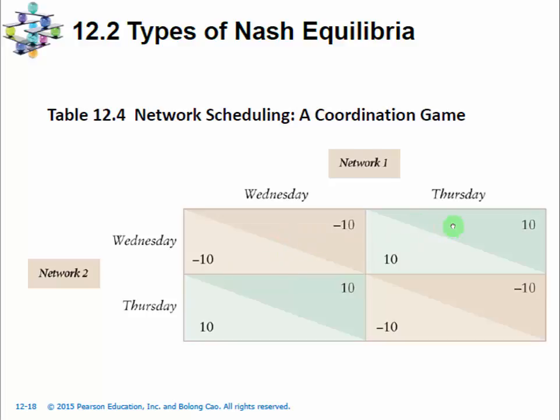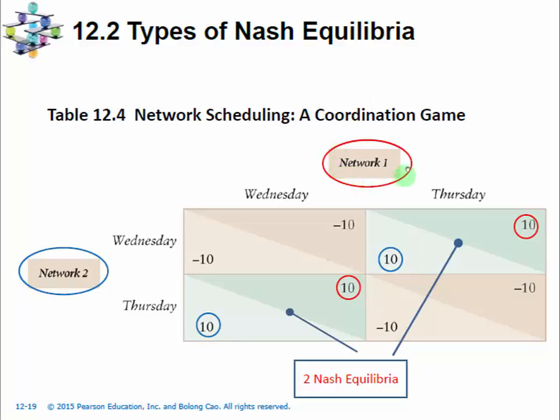So if they can put their show on different dates, Network 1 put it on Thursday and Network 2 put it on Wednesday, both of them will get 10 because then on different nights they capture the same group of audience, which is larger than half of that, and make the show more valuable to the advertisers.